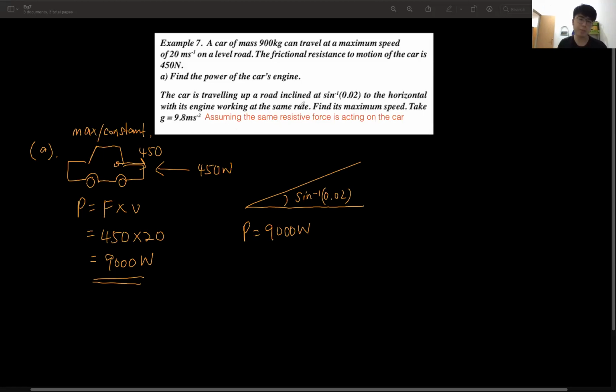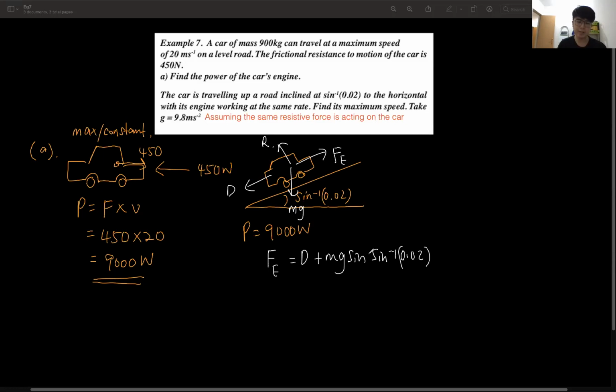Okay, again, maximum speed, force balance. Draw the forces. This is very similar to the questions that we discussed earlier. We have mg, we have the drag, and the Fe, engine force, and the reaction. Balance force: Fe equals d plus mg sine of sine inverse 0.02. You can just cancel the sine and the sine inverse, you get 0.02. So Fe equals d plus 0.02 mg.